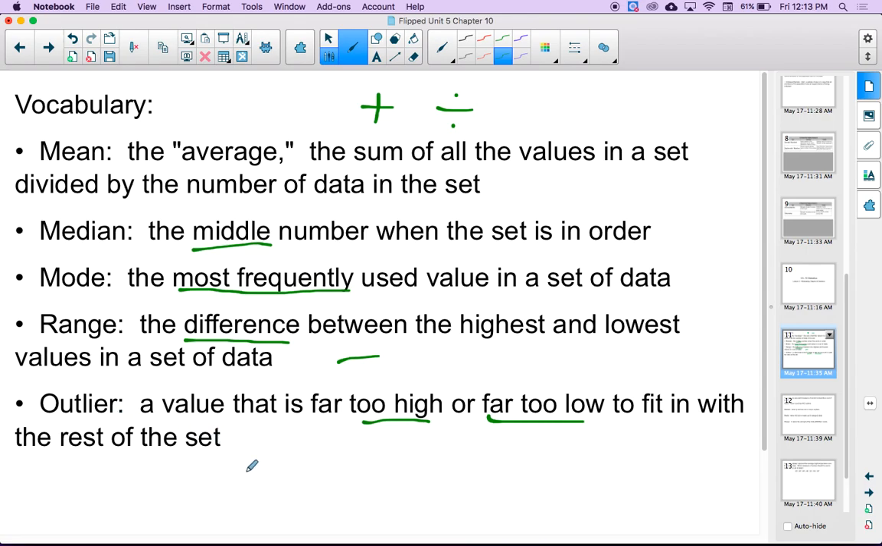But if a 33-year-old math teacher walks into that party, I'm too old to be there. I don't fit in. I'm not your friend. I'm your teacher. So I would be an outlier. So think of what that set of data might look like. A whole bunch of 12s, a whole bunch of 13s, a whole bunch of 14s, and then a 33. That's what an outlier is. Far too big or far too small to fit in with the rest of the data. So take a look at those vocab words, study them, make some flashcards for them.